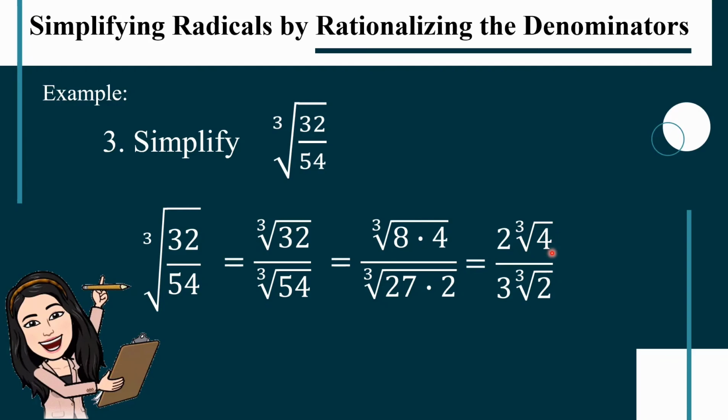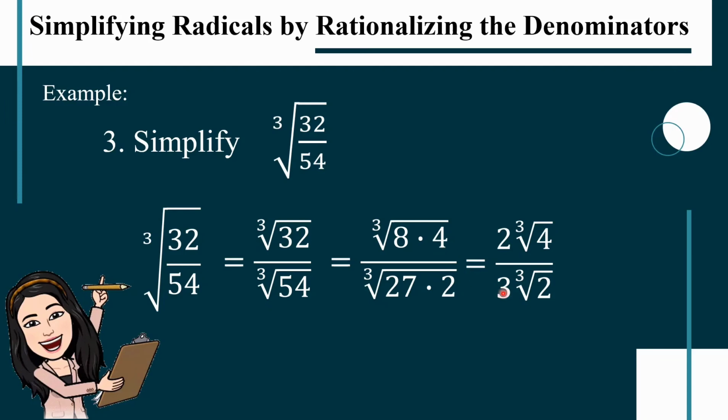Ma'am, paano po nangyari yan? Isinimplify po natin si 8, si cube root of 8. Ang cube root of 8 po ay 2. So, nailabas na natin siya sa loob ng radical, kasi 2 times 2 times 2 is equal to 8. So, therefore, cube root of 8 is equal to 2. And then, we just copy cube root of 4. Kinopya lang natin yung non-perfect cube.